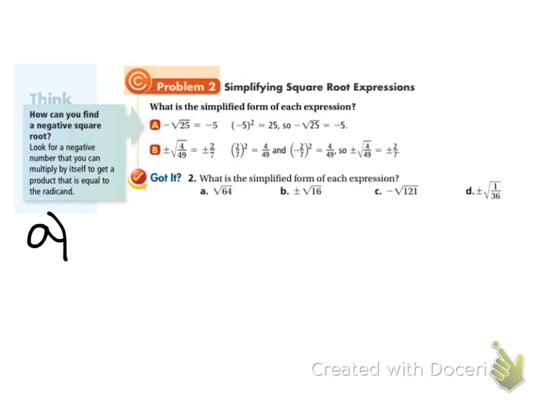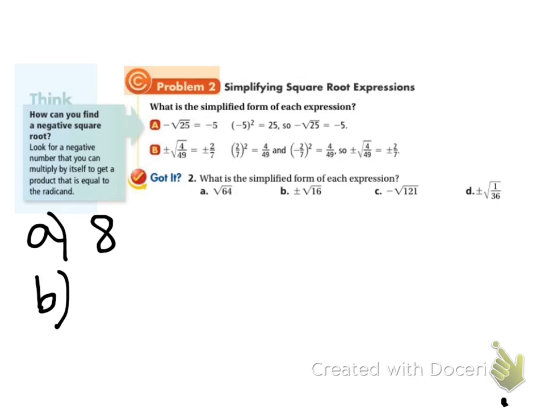A, the square root of 64. The square root of 64 is 8. Now B, there's a plus and a minus in front of this answer, which means I need to find the square root of 16, and then my answer is going to be positive of that number and negative of that number. So I'm going to have two answers.